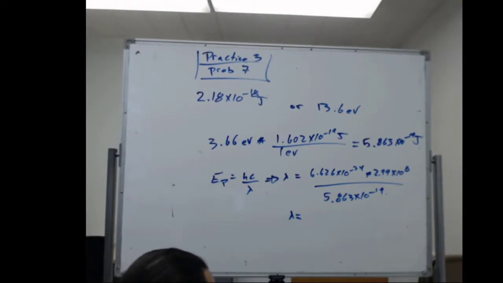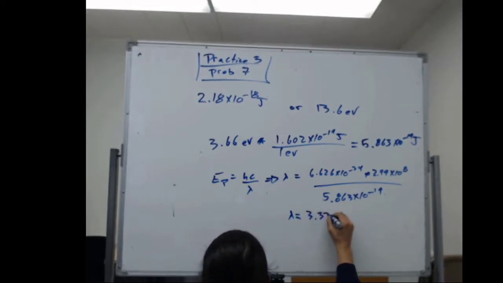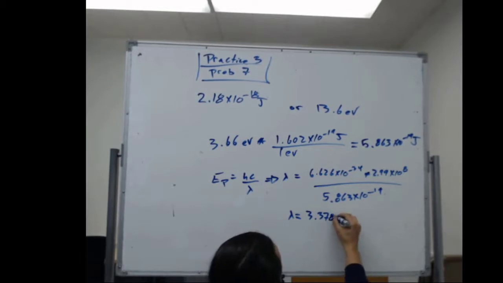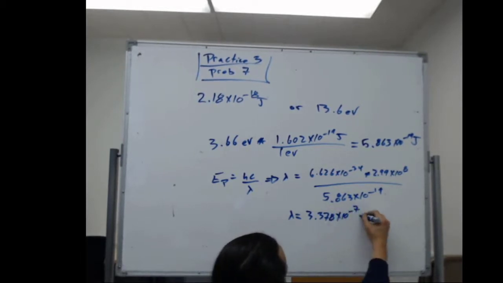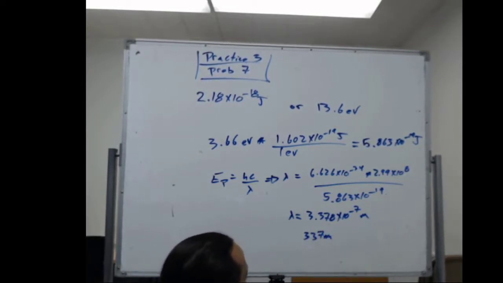Inverse times 2.99 times 10 to the 8th times 6.626 times 10 to the minus 34. And I get 3.378 times 10 to the minus 7 meters. Conversion in my head, 337 nanometers.